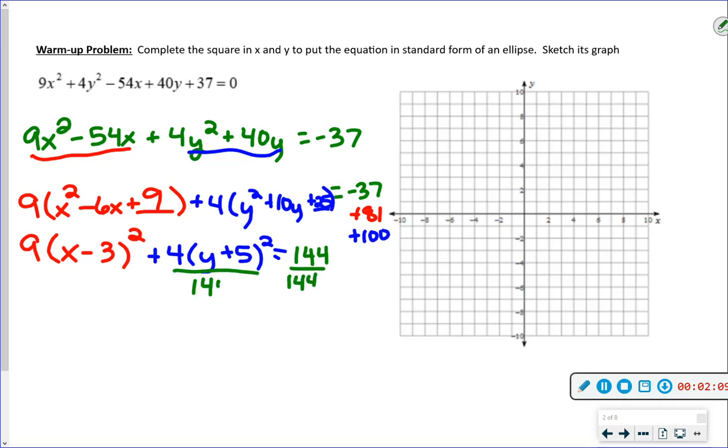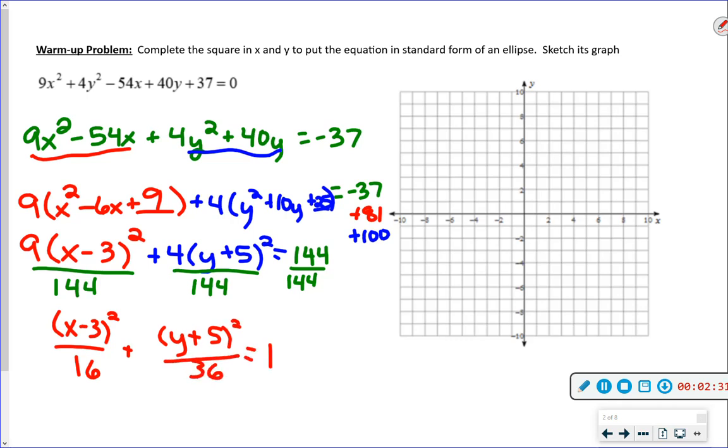I hear pencils dropping. So lots of work to get it into standard form for sure. Okay, 9 over 144 does reduce. 9 goes into 144 16 times. 4 goes into 144 36 times. Now, the nice thing today, obviously that is a lot of work to get it in the form, but does it ask me for foci or major, minor, or anything? No, we just got to get it drawn. I can do that in the blink of an eye.